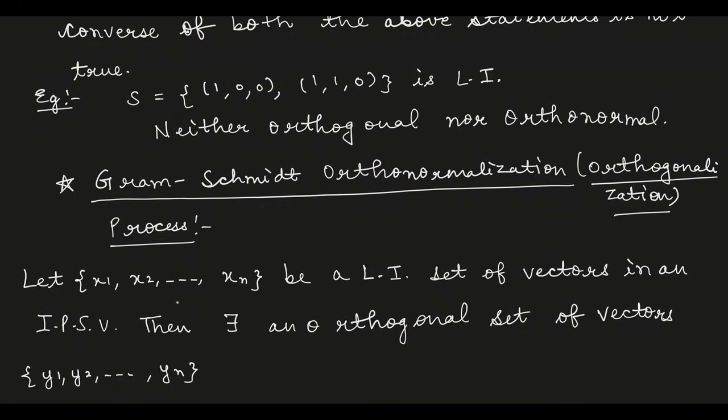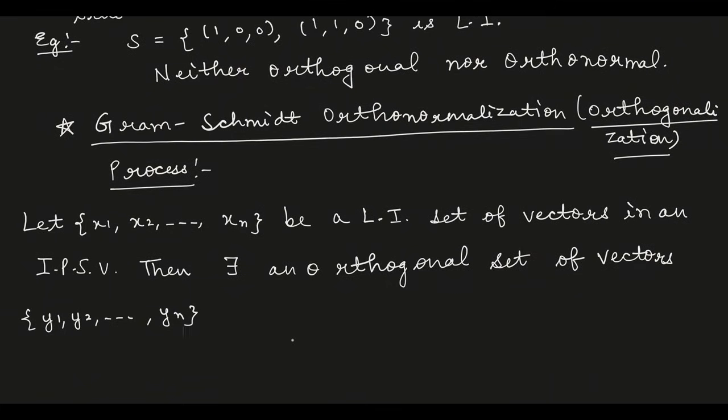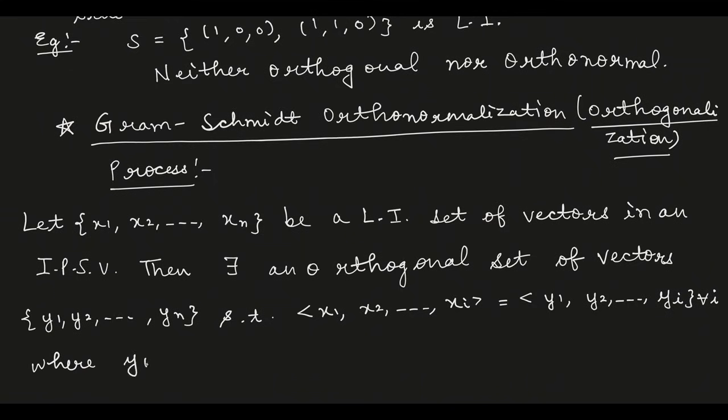I am taking x1, x2 up to xn as the linearly independent set of vectors. Then there exists an orthogonal set of vectors such that the span of x1, x2, and so on till xi is equal to the span of y1, y2, and so on till yi, for all i, where y1 is equal to x1. The first orthogonal vector will be the same as the first vector, equal to x1.